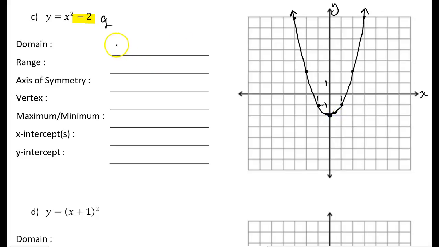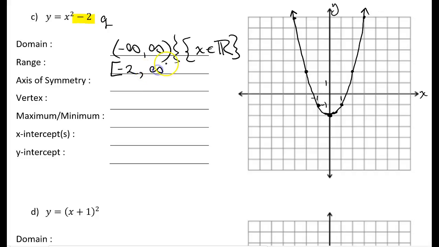Okay, so my domain, like usual, negative infinity to positive infinity. If we're wanting to write our set notation, it would be x as an element of the reals. My range is going to be, in this case, still a minimum, still opening upward, but now it is at -2, that bottom, to positive infinity. Or if we're doing set notation, y is an element of the real numbers, but y has to be bigger than or equal to -2.